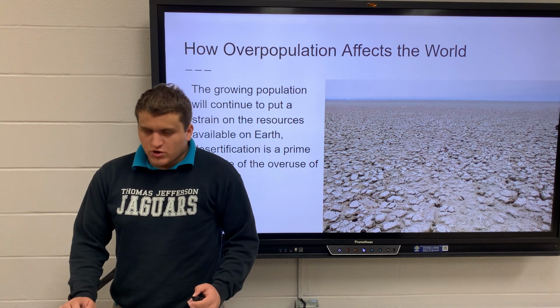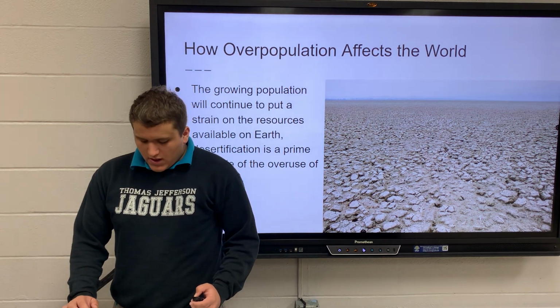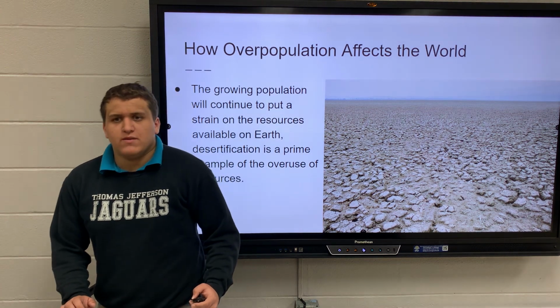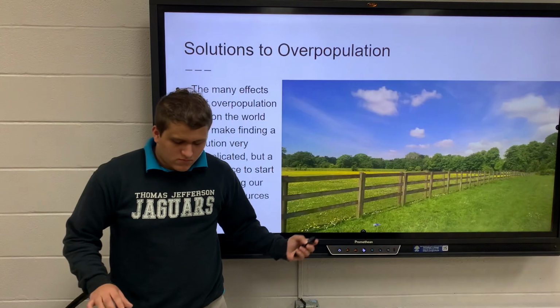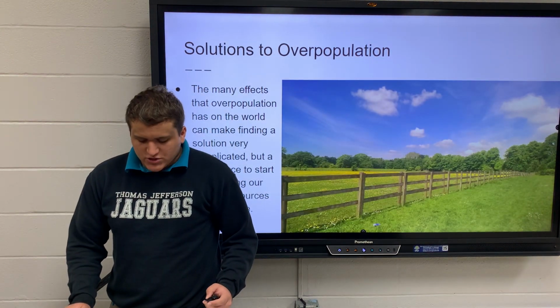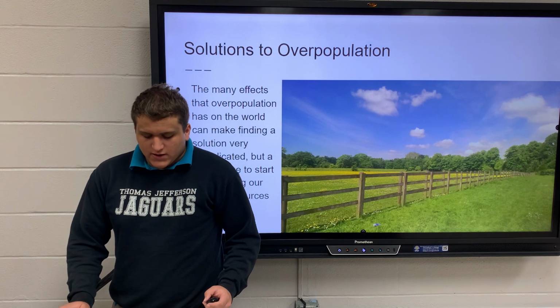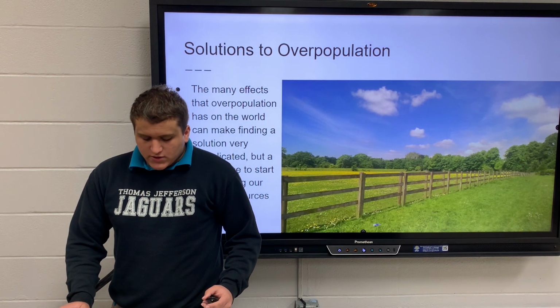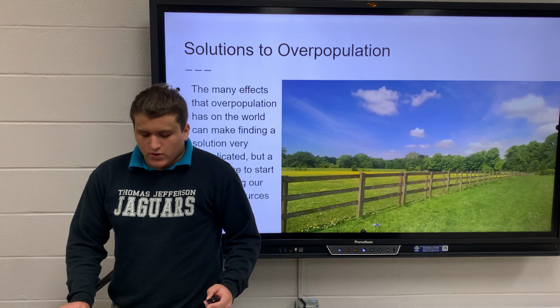Between the overuse and destruction of our resources as a result of overpopulation, we are fast approaching the limit that the world can take. The many effects that overpopulation has on the world can make finding solutions to this issue very complicated. But a good place to start is protecting our world's resources.